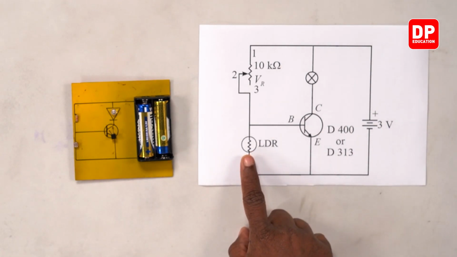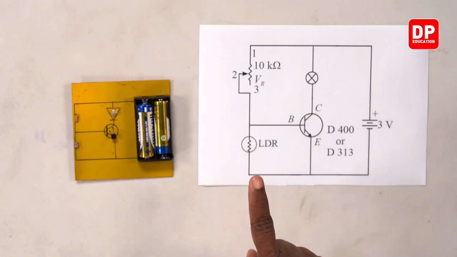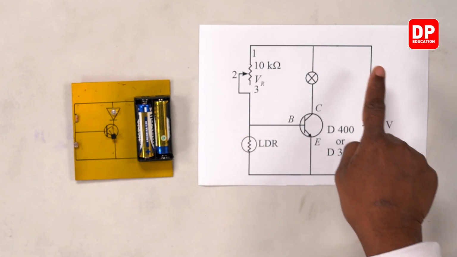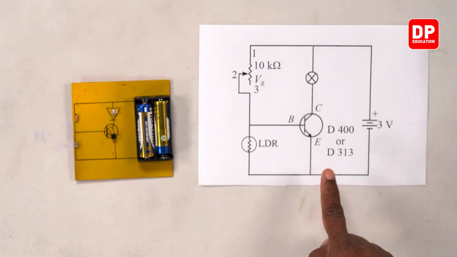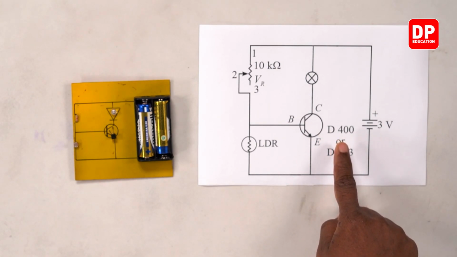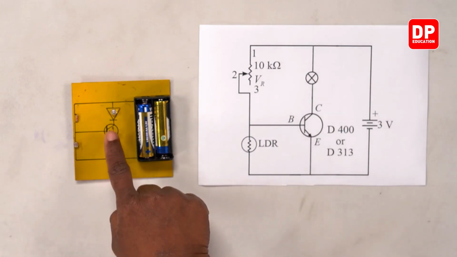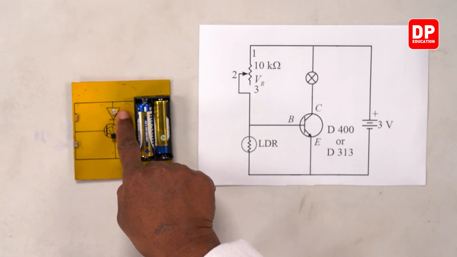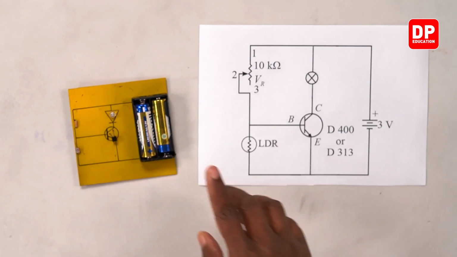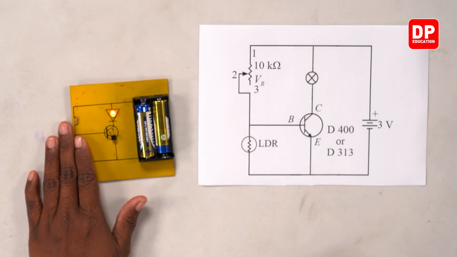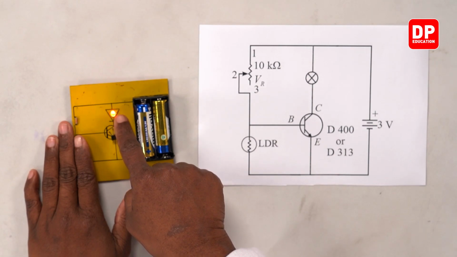When there is light falling on the LDR, the resistance is very low. Because of that, there is current flowing through the LDR but not through the transistor. That is why there is no current flow through the bulb or the light emitting diode LED here. But if I cover the LDR, now you can see the LED light up.